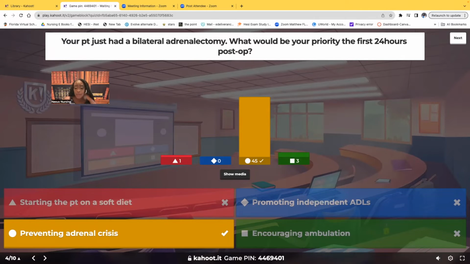We're going to be worried about that patient going through vascular collapse, right? We're going to be worried about the blood pressure going down, the patient having hypotension, orthostatic hypotension, tachycardia, the patient going through arrhythmias, the patient going into shock, right? That's going to be our greatest concern, our priority concern with that first 24 hours after the patient has had both of those adrenal glands removed. We're going to be worried about adrenal crisis.